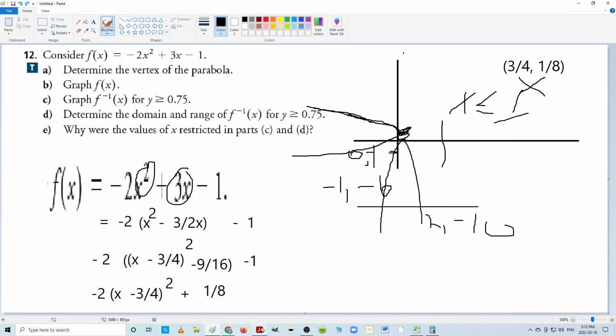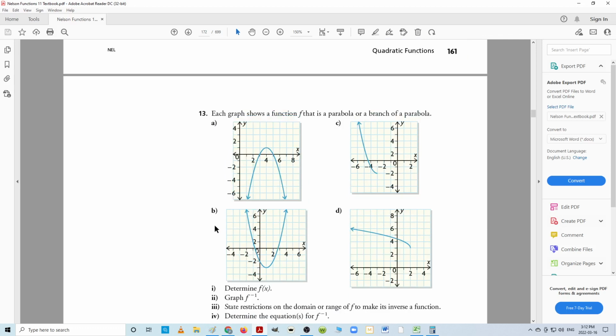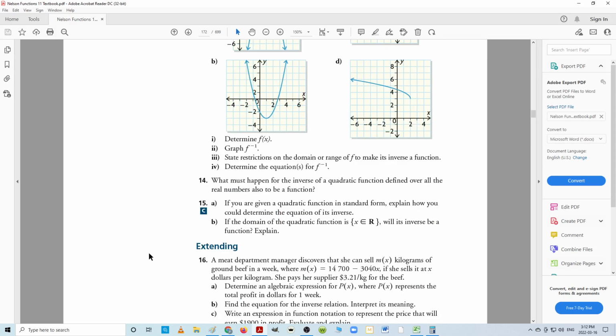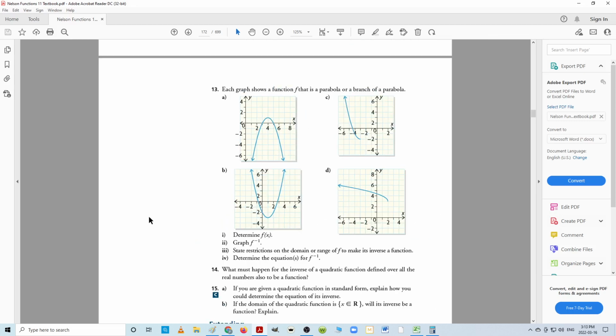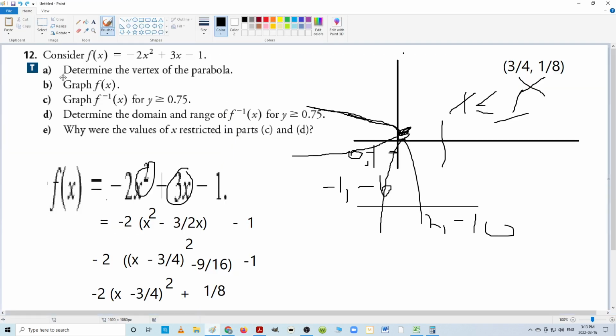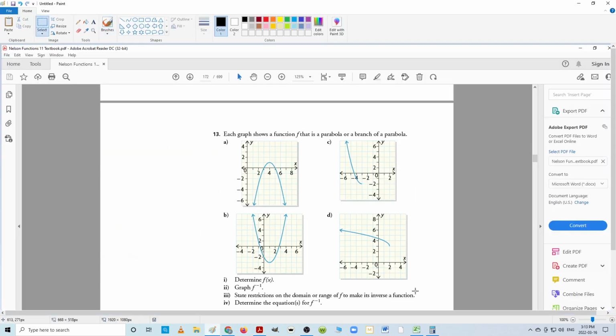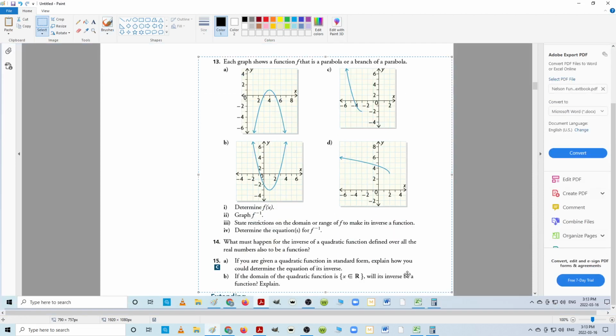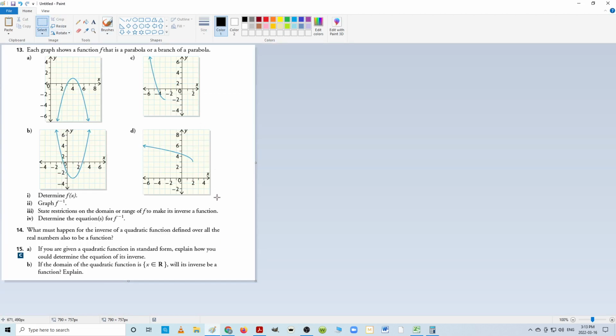Moving on. Each graph shows an f that has a parabola and a branch of a parabola. Determine f of x, graph f minus 1, state restrictions. I don't know if I'm going to do each of them, but I will show you how to do it. And it's very much like what we've been doing. So the secret first is to find some very clear points. So I'll just take all of that.